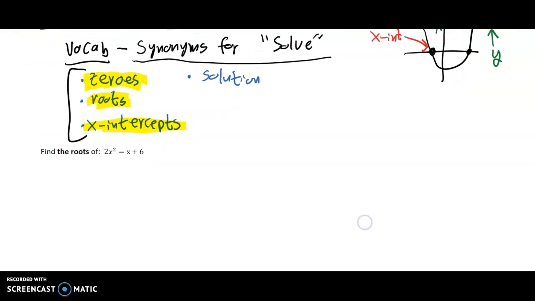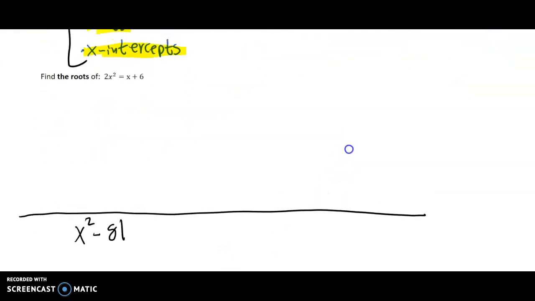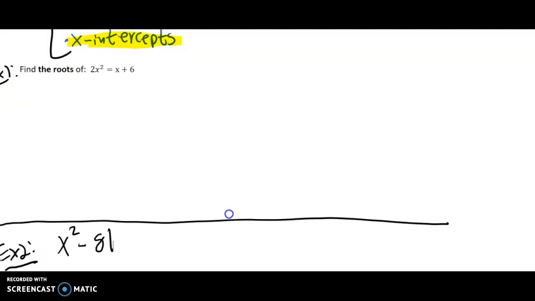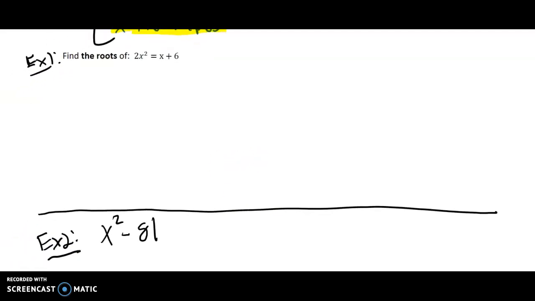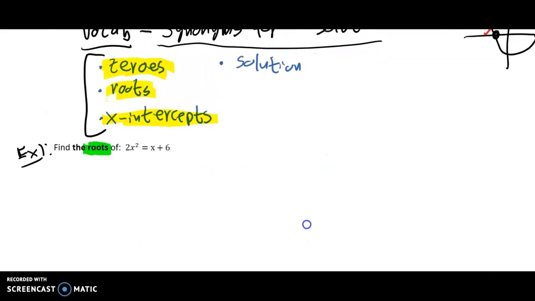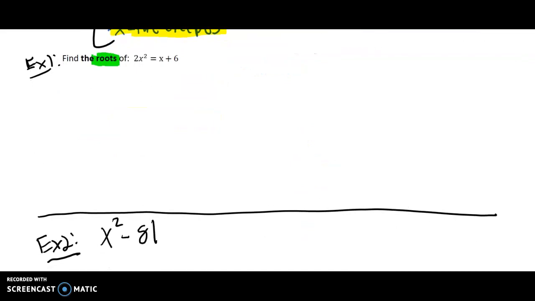All right, let's kick off our first example. Go ahead and pause and write down the original problem. This down here will be example 2. Okay. First things first, it says find the roots. Well, we know that root is a synonym for solution. So we know that this wants us to find solutions.